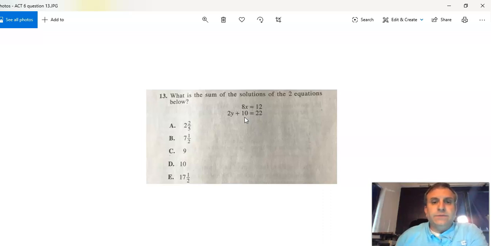All right, next one. What is the sum of the two solutions for this particular problem? Well, I know x is going to be 12 over 8, and it reduces to a fraction. Solve for y. I'm not going to solve that for you. You're smart enough to do that. And then add the two solutions.